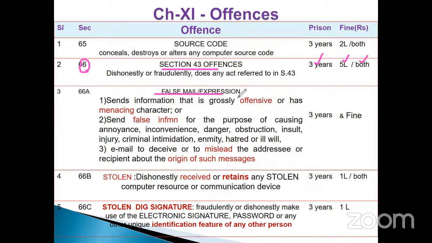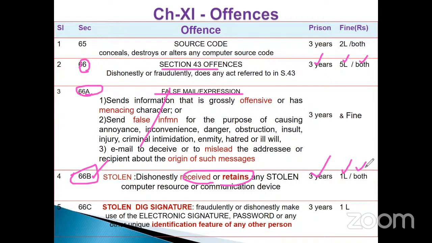Next one is false mail or expression, 66A. Actually, this is repealed, so you need not study this. 66B. You remember this B with booty. All of you may be aware of what is booty. Stolen property. Computer properties that are stolen are received or retained. Then he is punished with 3 years, or 1 lakh, or with both. Say, for example, you are stealing.